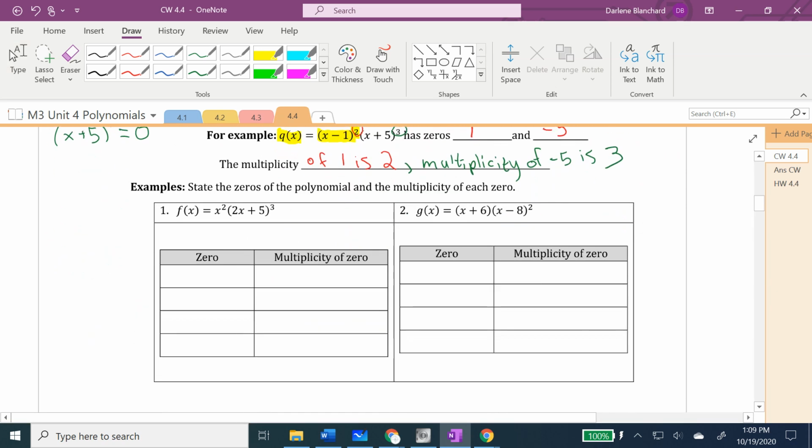So, in preparation for what we're about to look at, what are the zeros on number 1 for f of x? What are the zeros for f of x? Okay, yeah. Go ahead and leave and rejoin. That's fine. And I'm looking at chat. What are the zeros of the polynomial for number 1?